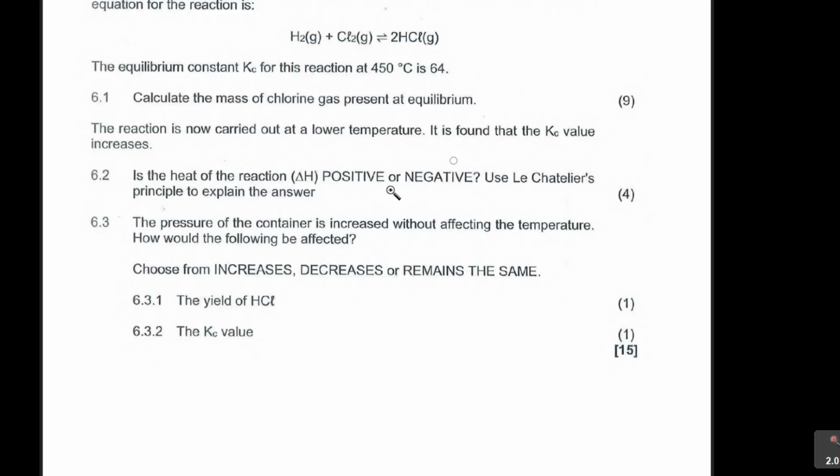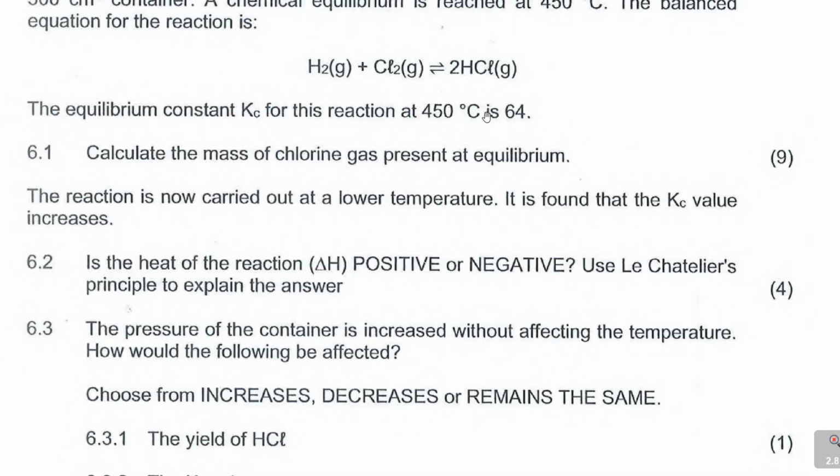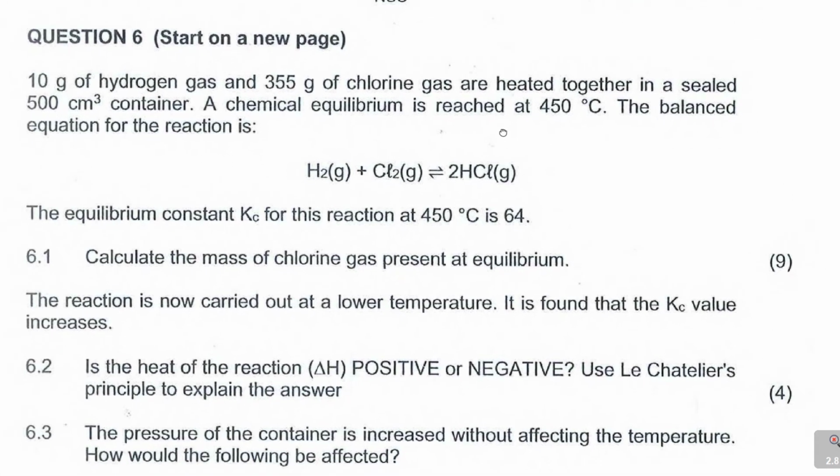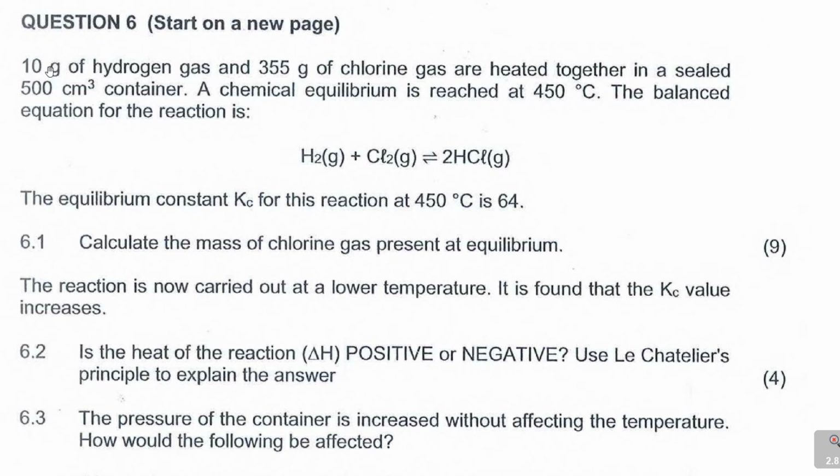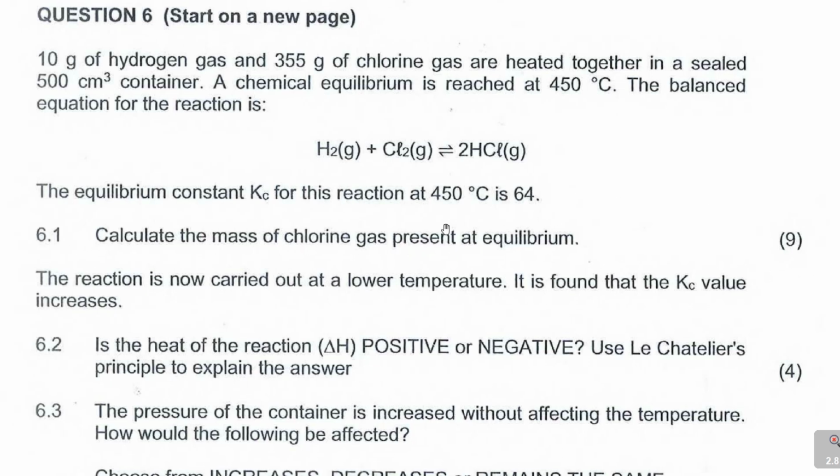So let's look at this question here. KC involved, it says 10 grams of hydrogen gas and 355 grams of chlorine gas are heated together in a sealed 500 cubic centimeter container. A chemical equilibrium is reached. The balanced equation for the reaction, then they give us this. The equilibrium constant KC for this reaction is given. Calculate the mass of chlorine gas present at equilibrium. I like it that it was straight to KC.